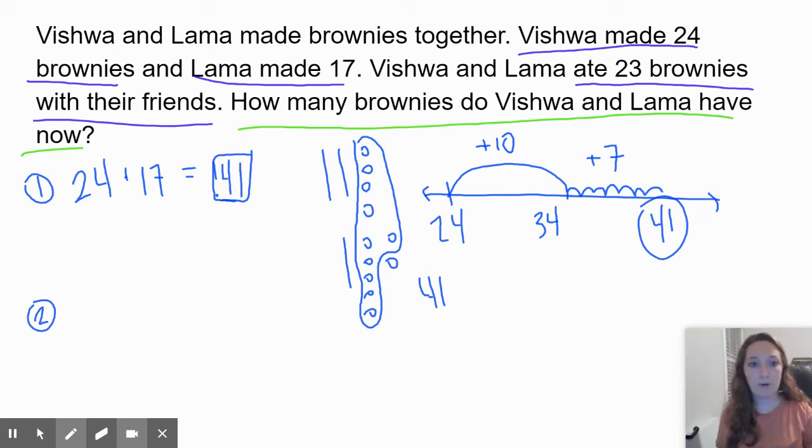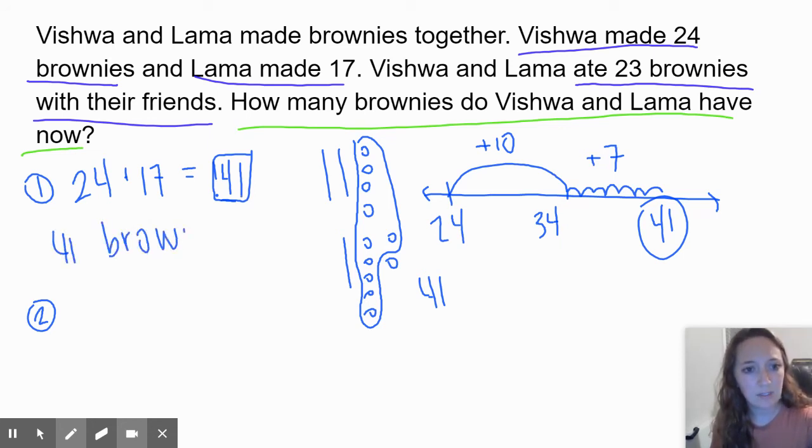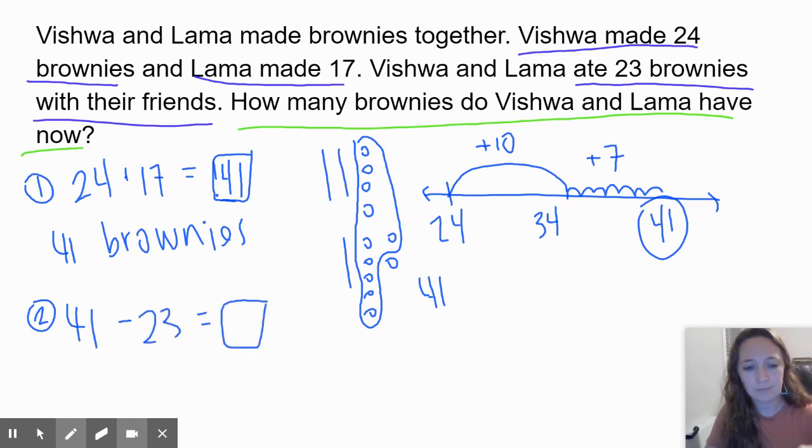So they made 41 brownies. Is that the answer to the problem? No, it is not, because we know that we have a second step that we have to do. So now for the second part, Vishwa and Lama ate 23 brownies with their friends. So they had 41, they ate 23. So now we have to figure out how many brownies they have now. So we're going to do 41 minus 23 equals unknown.